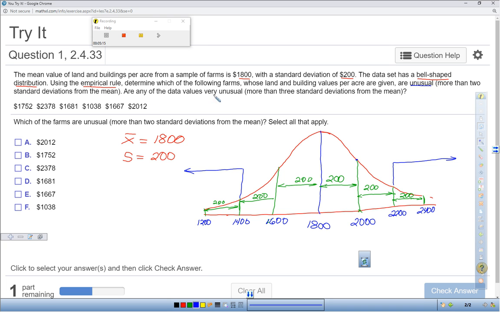Now, very, very unusual is about 3 standard deviations from the mean, 3 to the right and 3 to the left. So in that case, it's going to be from here all the way to the right, or this, remember, is 3 standard deviations, so from the center is 1, 2, 3, from here to the left. So this is very unusual. Here is very unusual. And here is just unusual.